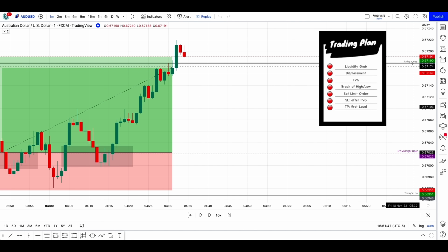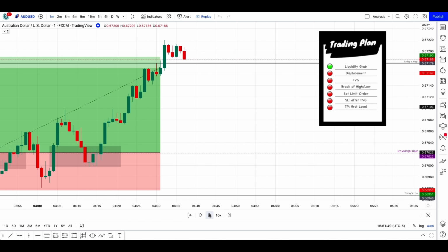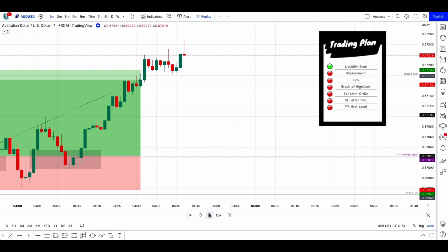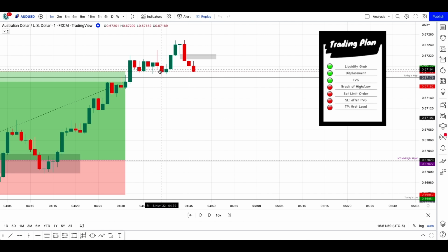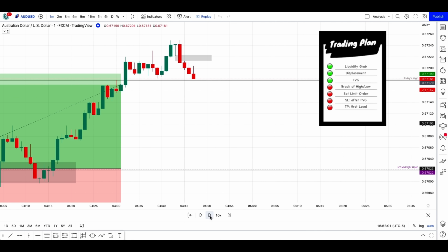And to take out today's high, of course. Let's check now if we have a displacement. So a very small displacement with this fair value gap right there. Let's check if we take out this low. So we did take it out.